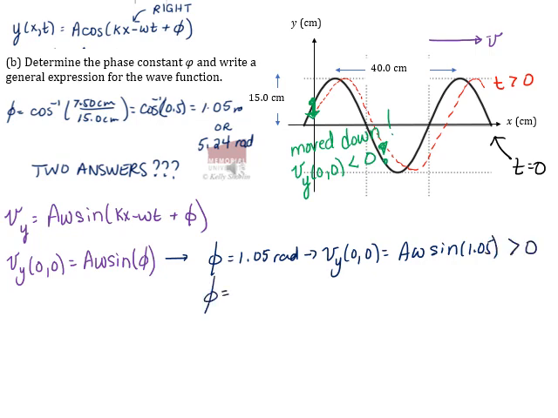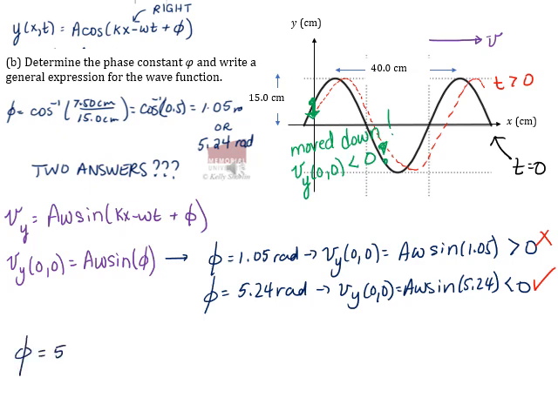If my phi is 5.24 radians, then my initial velocity is A times omega times sine of 5.24. That turns out to be negative. The positive is wrong because that would mean the string is going up. The negative is correct because the string is going down. Now I know what my phase constant is. My phase constant must be 5.24 radians.